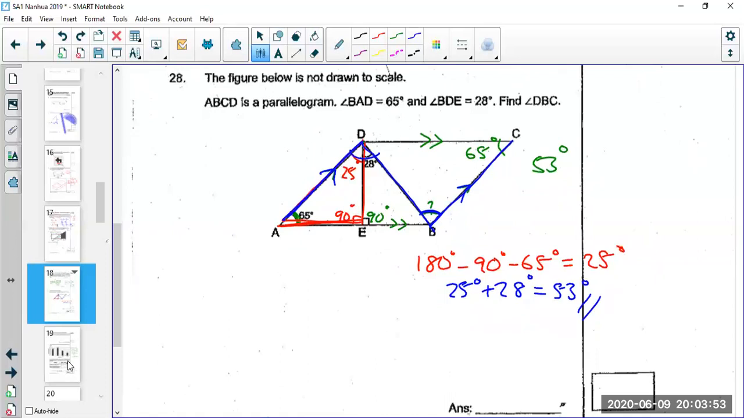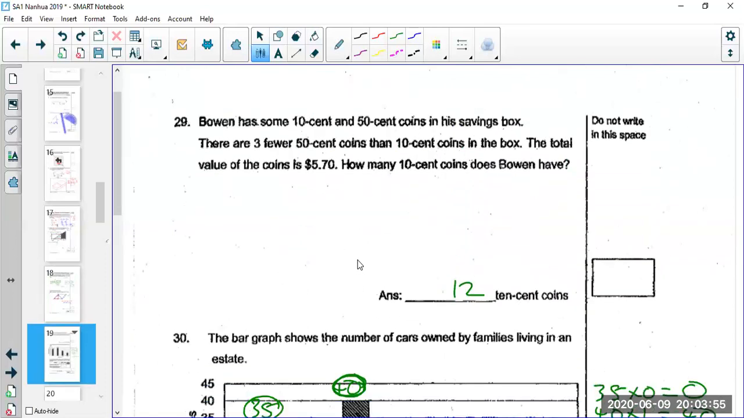Okay, next one, let's go to question 29. This one, what is the lesson here? Bowen has some 10-cent and 50-cent coins. There are 3 fewer 50-cent coins than 10-cent coins. The total value of the coins is $5.70. How many 10-cent coins does Bowen have?